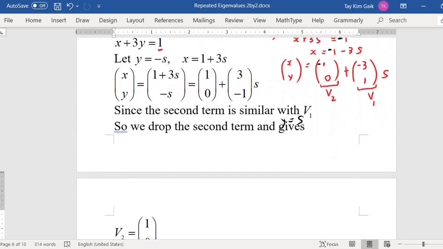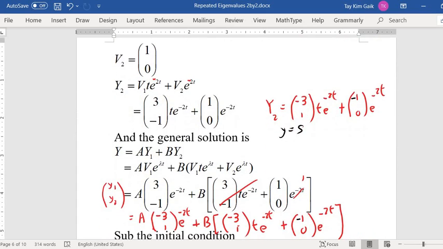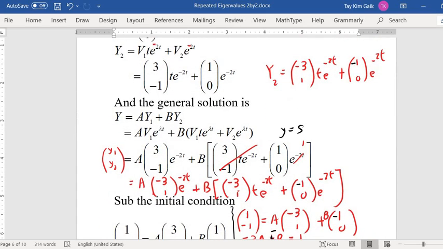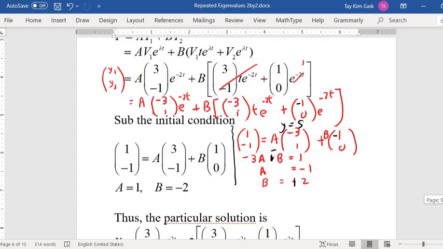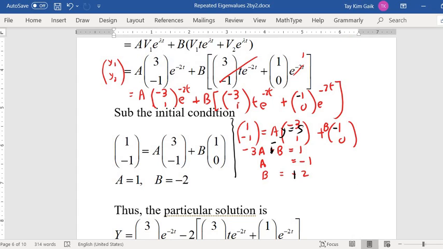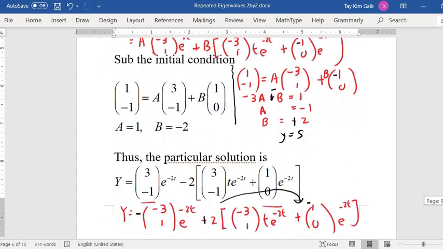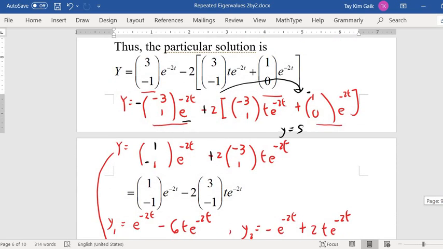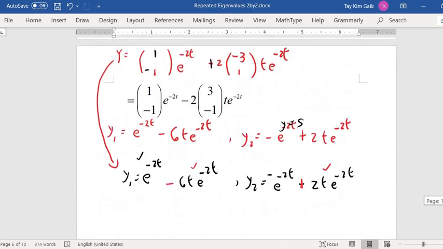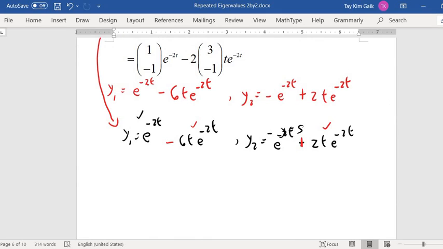And then we plug into the general solution: a v1 exponent lambda t plus b v1 t exponent lambda t plus b v2 exponent lambda t. For the two variations, after you plug in the initial condition, a and b have different signs. But after we plug in the particular a and b and expand, you will get the same solutions.